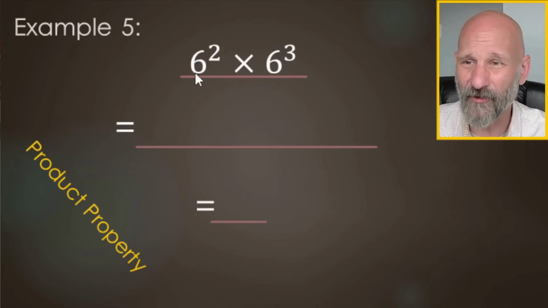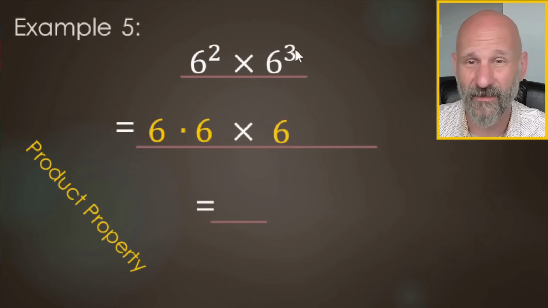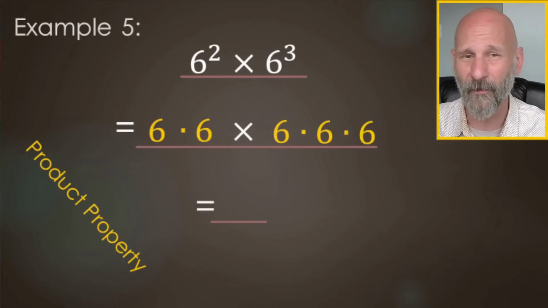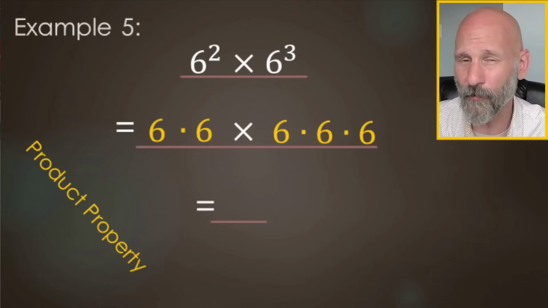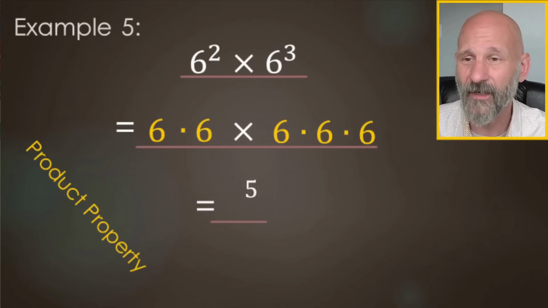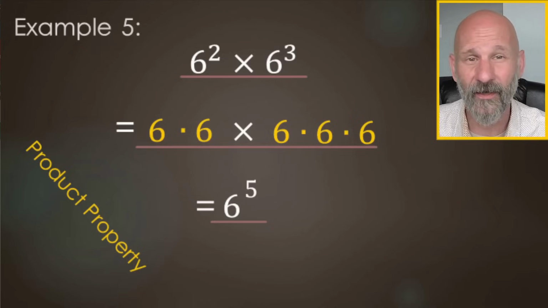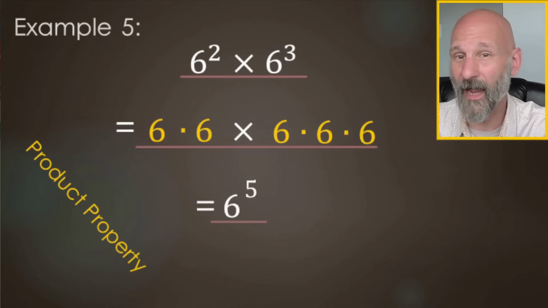This says I have 2 6's being multiplied, times, now this is 6 cubed, so we have 3 6's being multiplied: 1, 2, and the third 6 being multiplied. Now, how many 6's grand total do we have being multiplied? Well, we have 1, 2, 3, 4, 5 6's being multiplied. So 6 to the fifth power would be how we write that.